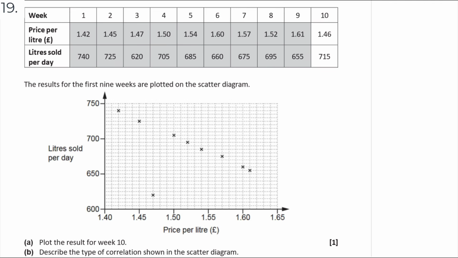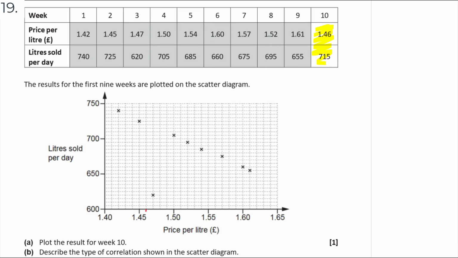Well, week 10 is this one on the end here. I need to plot a price per litre of £1.46 against litres sold per day of 7,015. Now, having a look at my scale, there are 5 little divisions between 1.45 and 1.50. So presumably each one of these is 0.01. So 1.46 is going to be one little division above 1.45 then, isn't it?